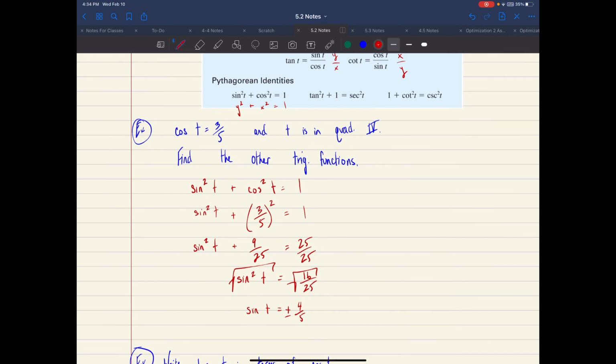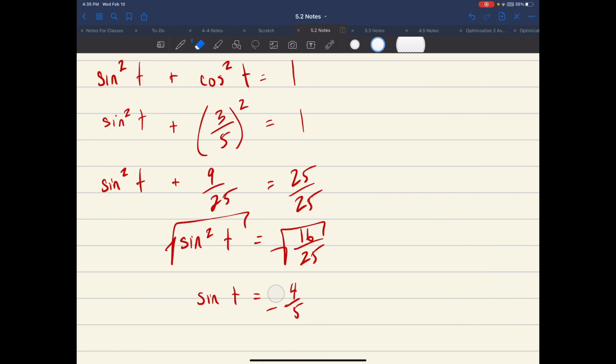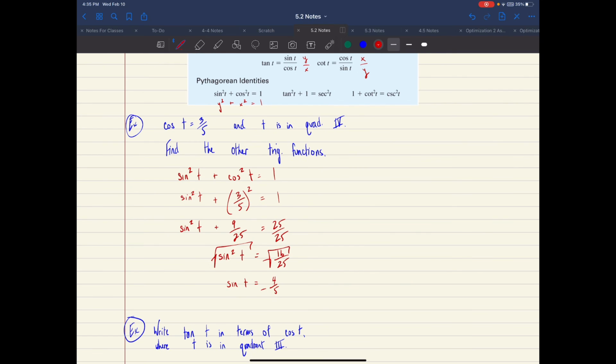In the unit circle in quadrant 4, you're asking yourself, is the y-coordinate negative or positive? And in the fourth quadrant, the y-coordinate is negative. Okay, so I'm going to write to the side, I'm going to write them in green. Sine of t is negative 4/5. Cosine of t we were given as 3/5. So tangent of t is the ratio of sine to cosine, so it would be negative 4/5 divided by 3/5. So that would be negative 4/3.